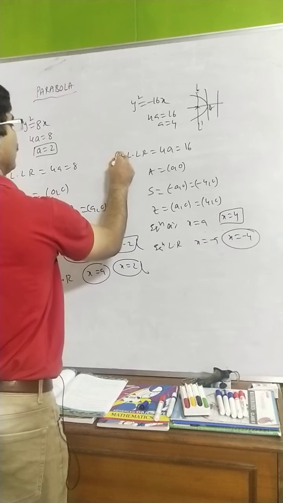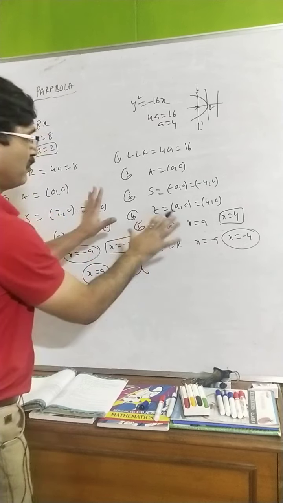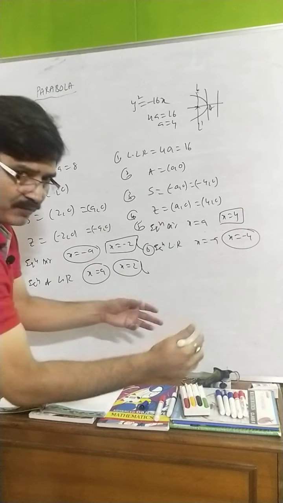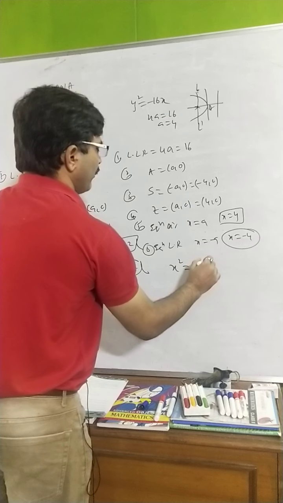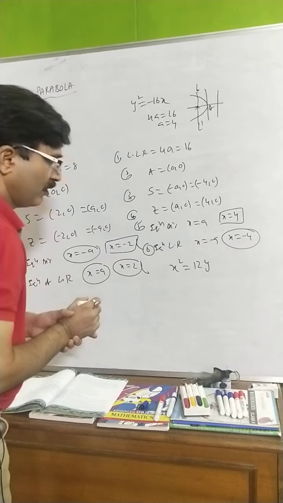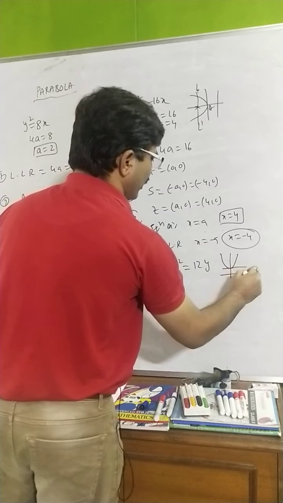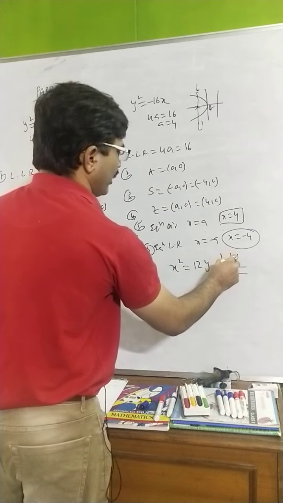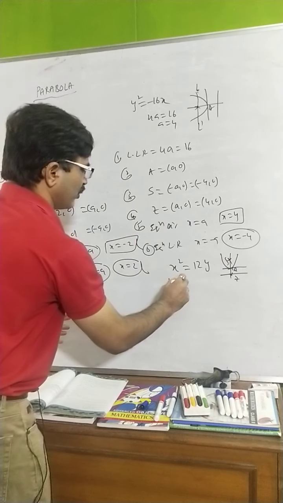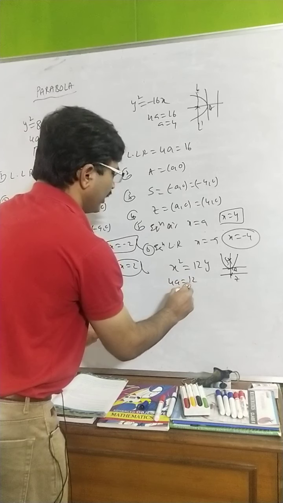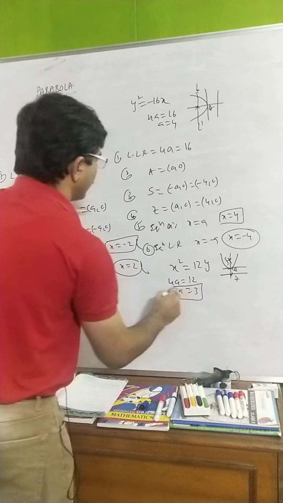What are the points? 1, 2, 3, 4, 5 and 6. Please remember like this. Now if I want to take one more example, x square is equal to, suppose, 12y. You can draw the rough diagram like this. S is somewhere here, A is this, Z is this. In the same fashion, 4a is equal to 12, and a is equal to 3. Once you get a, the story starts once again.